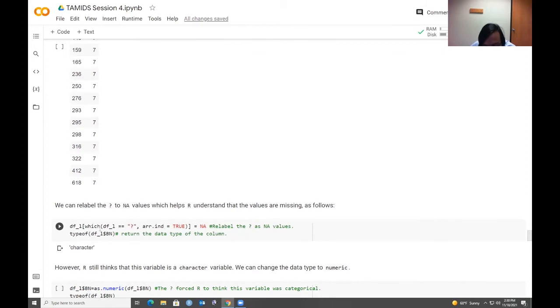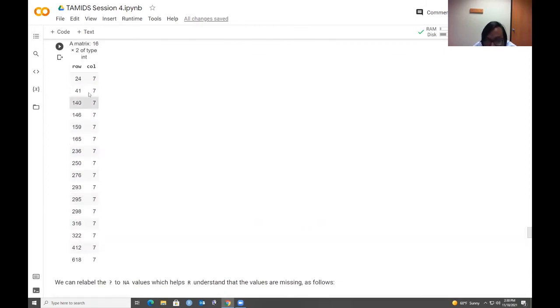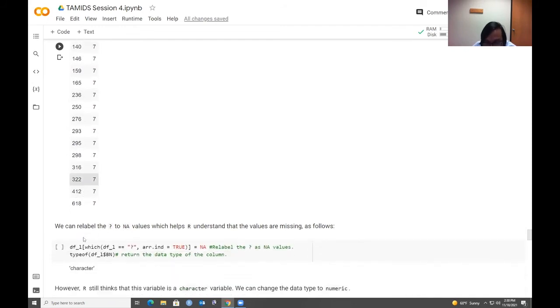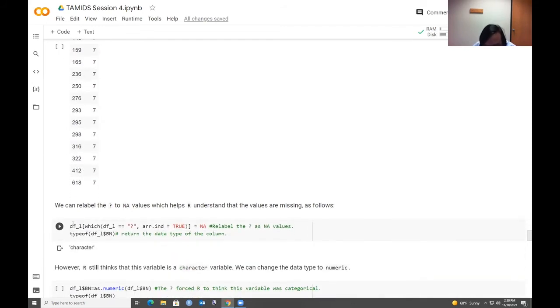So I am now going to not just extract the rows, but extract all these positions, and I'm going to set the value at these positions. That means df_L, and within square brackets, these positions will be set to NA. Once R encounters that the value stored in these positions is capital N, capital A, then the machine understands that, oh, there is no information here. The values are actually missing.